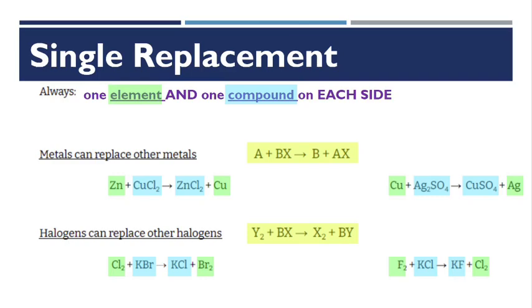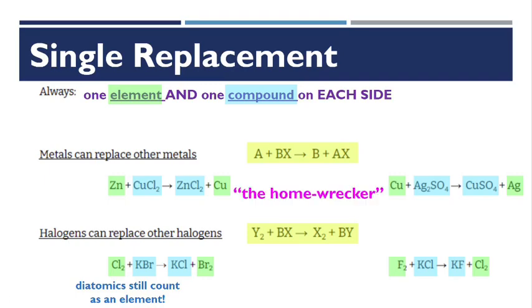Now, in each situation, here we do have an element plus a compound. And just like I mentioned before, when we were talking about elements versus compounds before we got into these notes, these diatomics like Cl2 do still count as an element. So that is an element. KBr, two different elements, that's a compound. And that's really the only big difference between these two types. We're going to get more into metals replacing metals, halogens replacing other halogens.